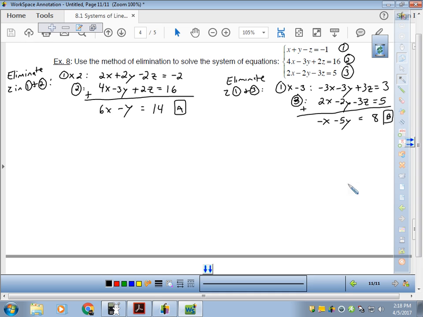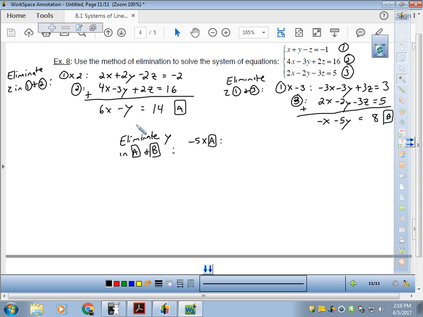Okay. So now I have two new equations, equation A and equation B. And these two new equations only have two variables, x and y, in them. So now I need to decide how to eliminate another variable. I think I'm going to eliminate y in A and B by multiplying this one by a negative 5. So I'm going to do negative 5 times my A equation.